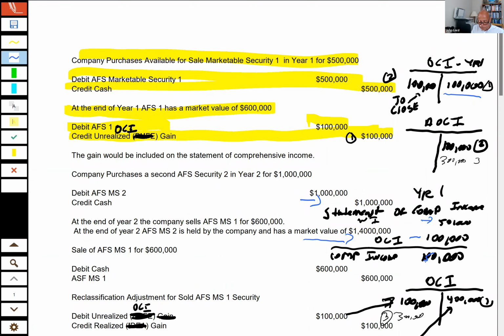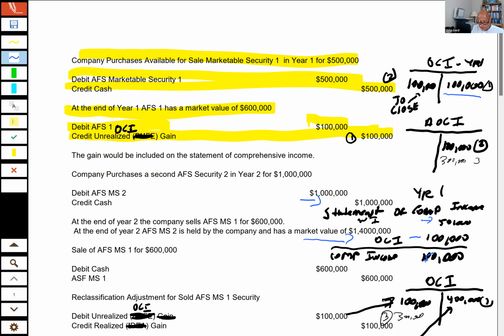So when you look at this example, okay, we have a company purchased a second available for sale, same company. They purchased a second available for sale security now in year 2, and I'm telling you that they purchased that one for $1 million. So what happens? Of course, we debit the marketable security 2 for $1 million. We credit the cash for $1 million. Have to buy that, right? And then at the end of year 2, they sell that first marketable security, the one they bought in year 1 for $600,000, and the second available for sale security now I'm saying is worth $1.4 million.